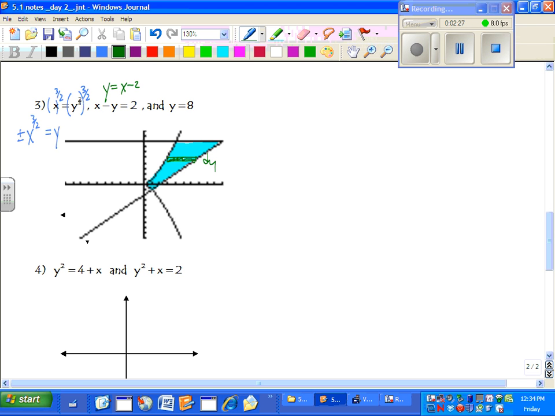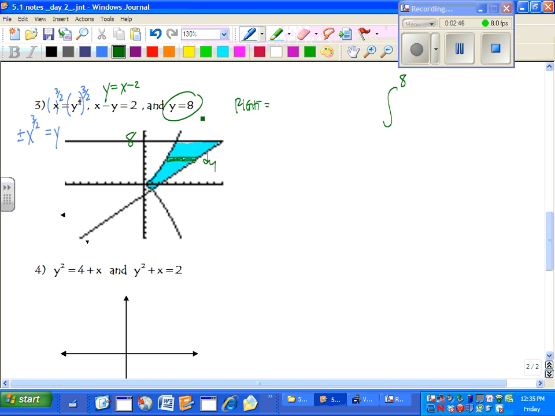So that means everything's going to be in terms of y. And actually part of it's already done for us here. y equals 8. That is going to be our upper bound for our integral. So we've got that part started. We know the line is our right function.